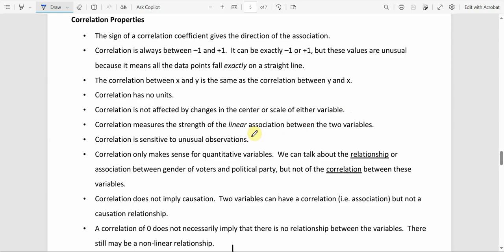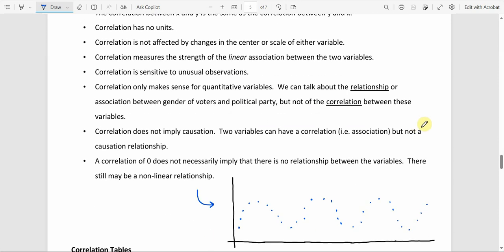Sensitive to unusual observations like outliers. Sure, because z-scores are computed with the mean and standard deviation, and those are sensitive to extreme observations. So, therefore, the correlation is too. Let's see, only makes sense for quantitative variables. That is true. Doesn't imply causation.